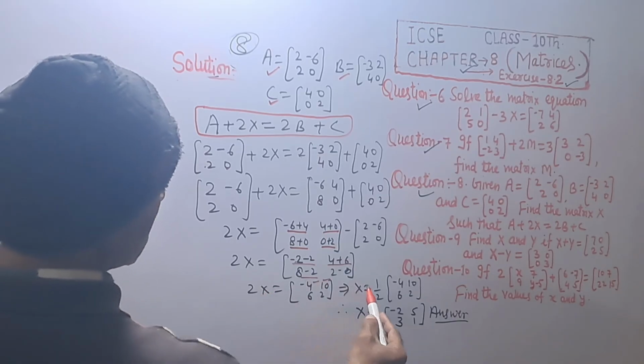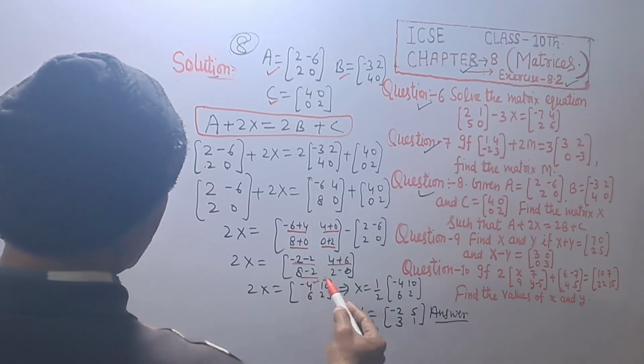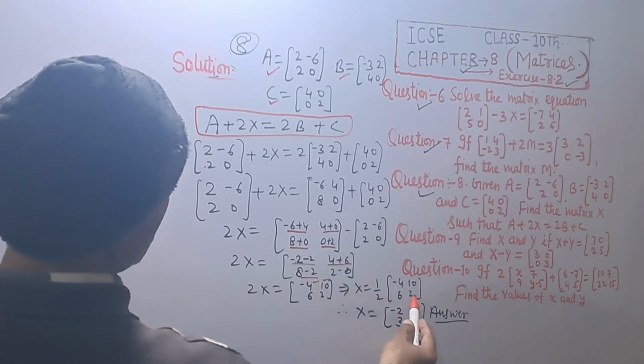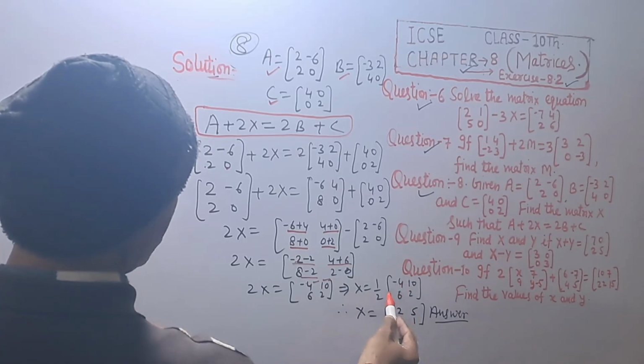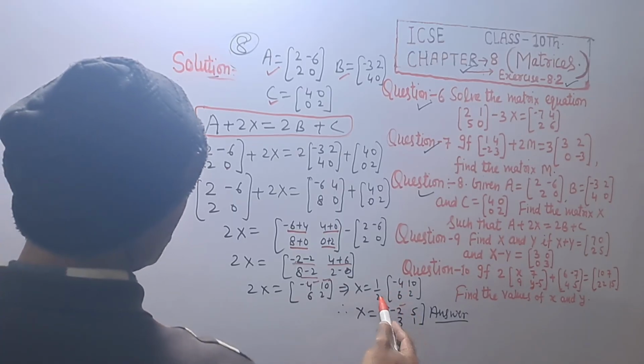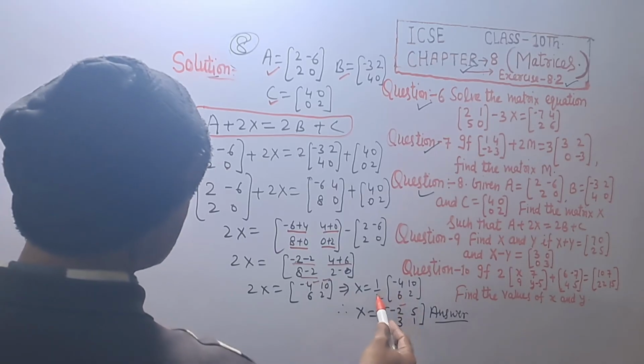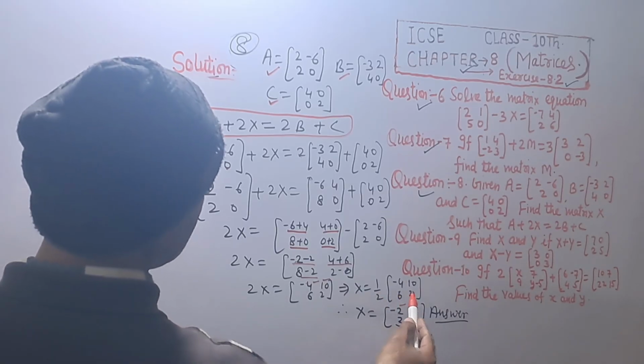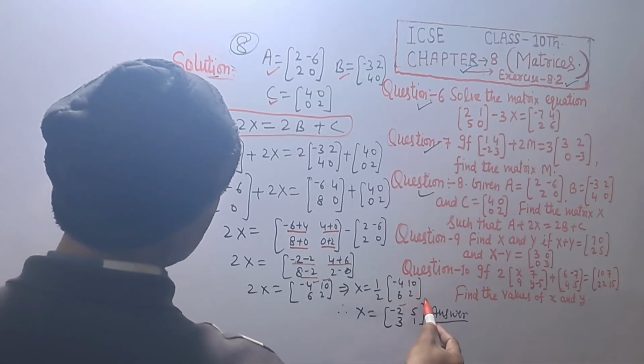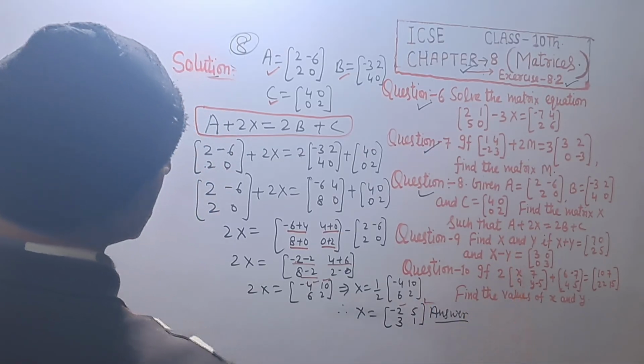That is 2x. So x is equal to half of [-4, 10, 6, 2]. Minus 4 divided by 2 is equal to minus 2, and 10 divided by 2 is 5. 6 divided by 2 is 3, and 2 divided by 2 is 1. That is the value of x. Answer.